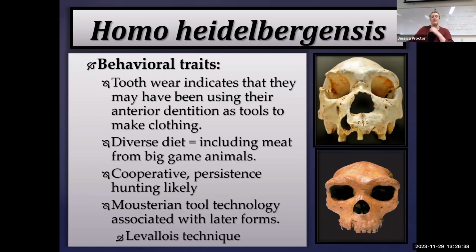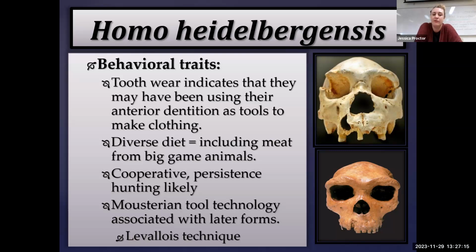They also have some pretty interesting behavioral characteristics. Their front teeth, their anterior dentition, their incisors, and their canines have wear patterns that indicate that they may have been using their anterior teeth as tools while making clothing. So essentially, they're using their teeth to hold down sinew, so a piece of animal hide, as they're using a tool to scrape away that excess flesh and make it into leather, into clothing. So tooth wear indicates that they're possibly using their teeth to make clothing, to make and to use tools.